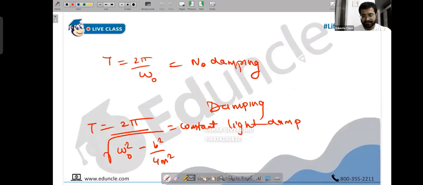Okay? So no damping, whatever is the time period, 3 seconds. In light damping, it will increase to 4 seconds. But that 4 seconds remains constant. Samjha? So comparatively to no damping, it has increased, but after increasing, it remains constant throughout the light damping case. That's very important to realize. Okay? Good. Chalo. Next. So that was something important to be covered.